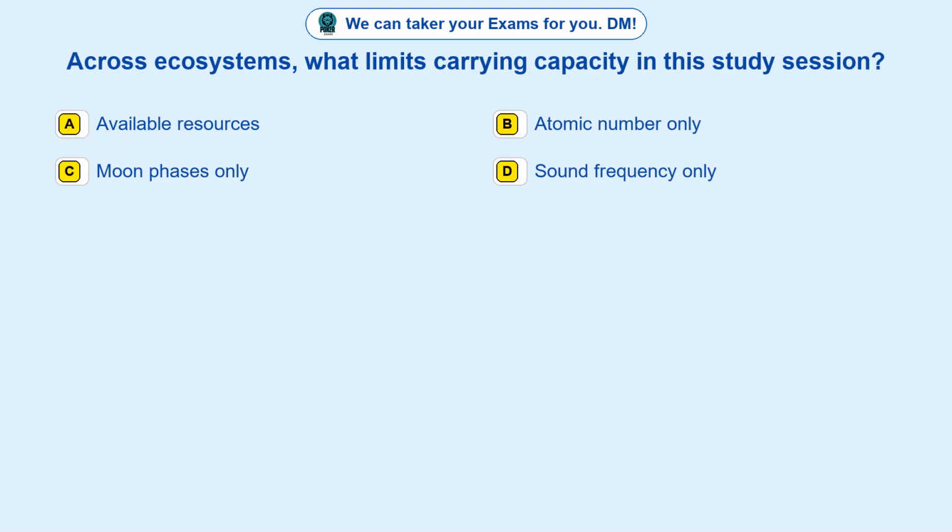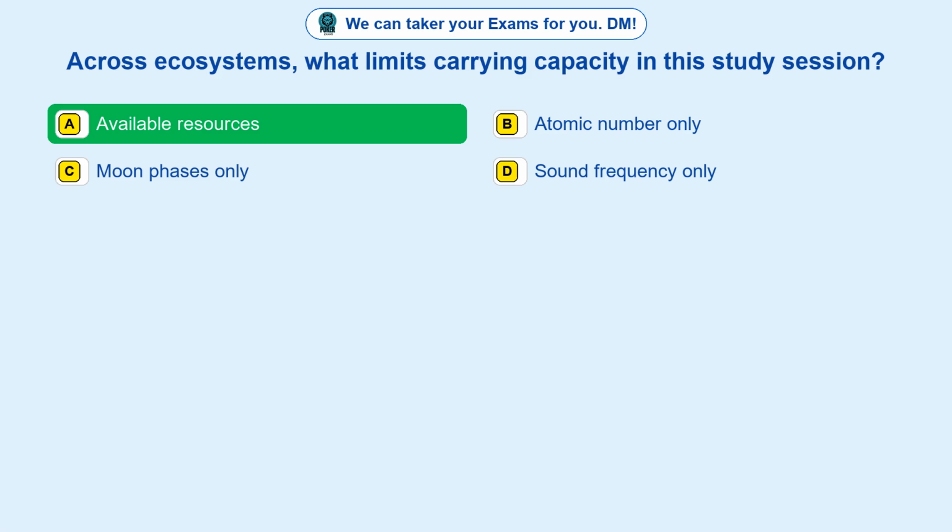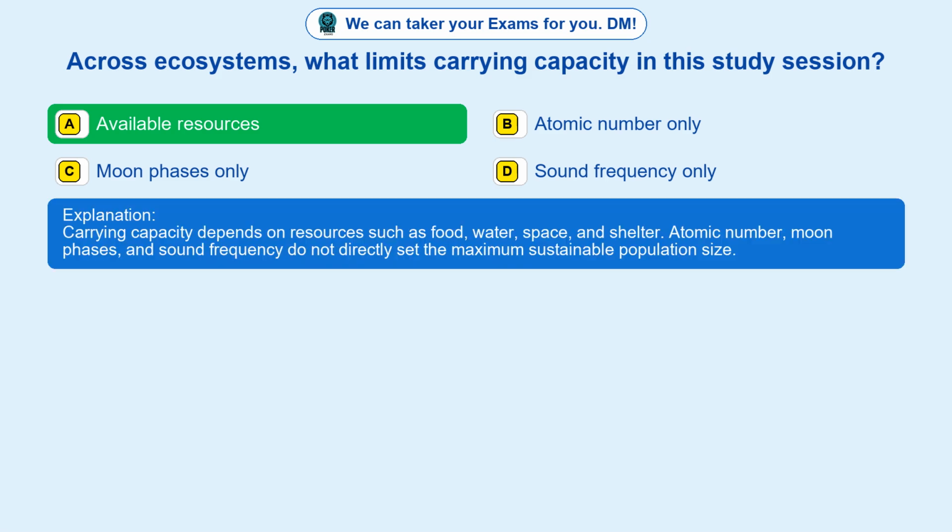Question 29. Across ecosystems, what limits carrying capacity in this study session? Option A, available resources. Option B, atomic number only. Option C, moon phases only. Option D, sound frequency only. The correct answer is option A. Available resources. Carrying capacity depends on resources such as food, water, space, and shelter. Atomic number, moon phases, and sound frequency do not directly set the maximum sustainable population size.